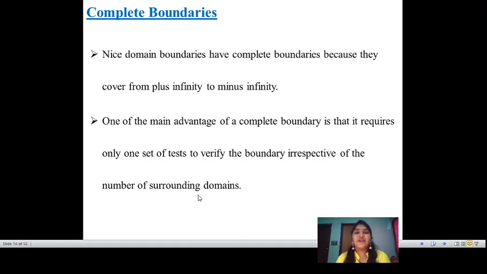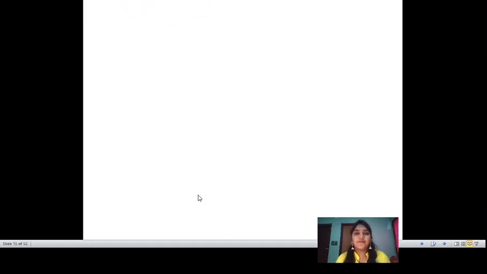One of the main advantages of the complete boundary is that it requires only a set of tests to verify the boundary, irrespective of the number of surrounding domains. So a complete test should be performed to verify the boundaries. That is the second property, complete boundary. Next, the third property is orthogonal boundaries.